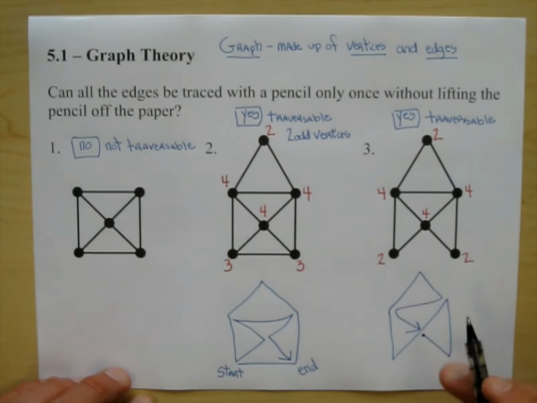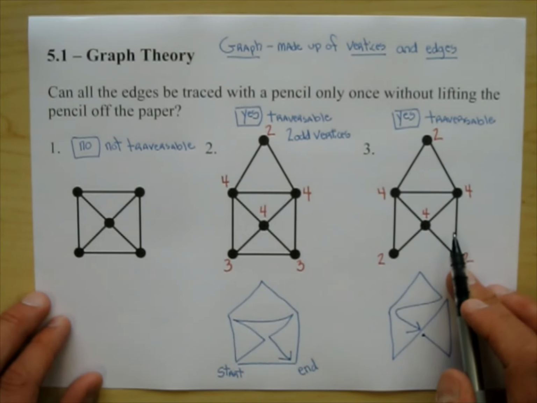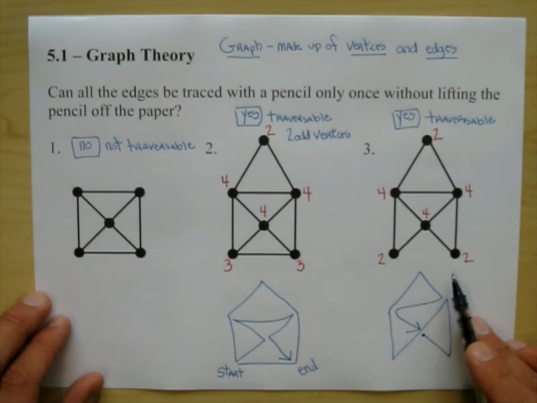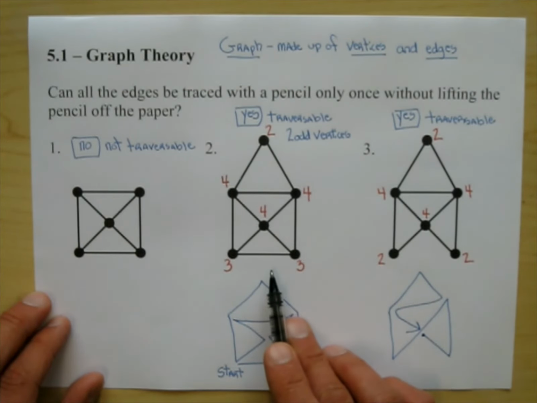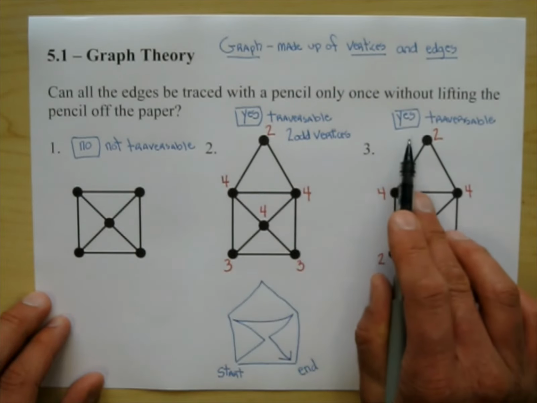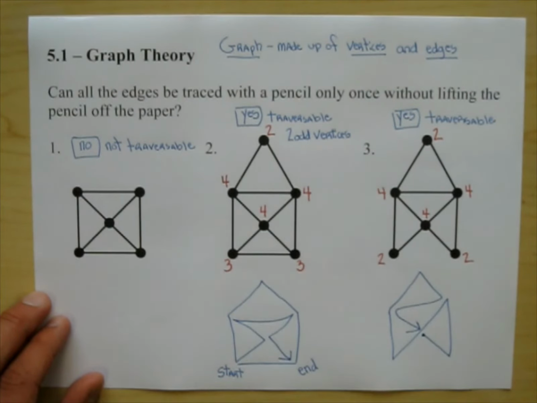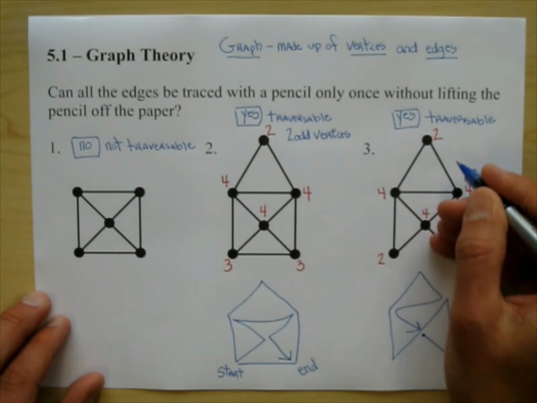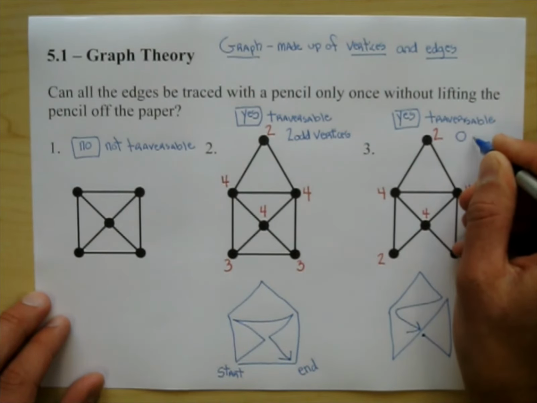So this graph has vertices that are all even, which is different from this one, but we had yeses on both of them. So could you think of why this one has 0 odd vertices?